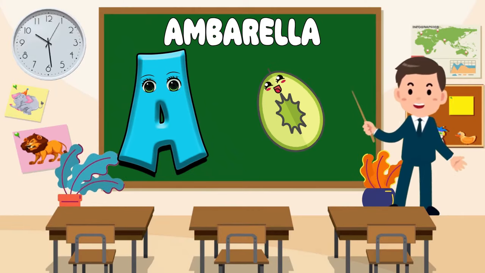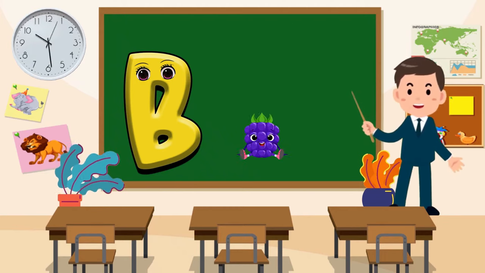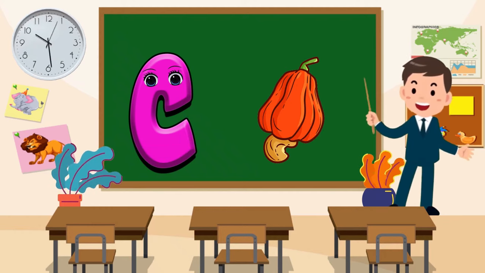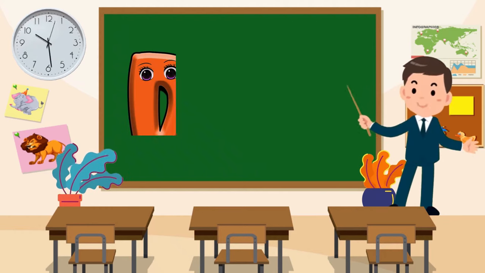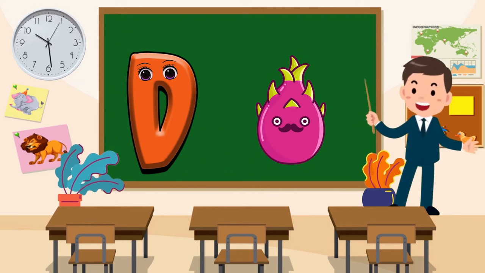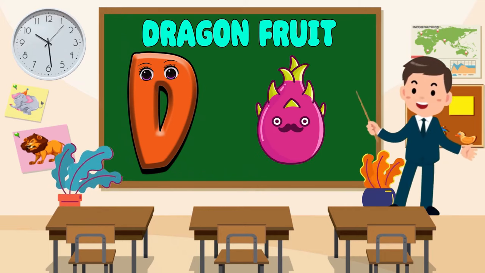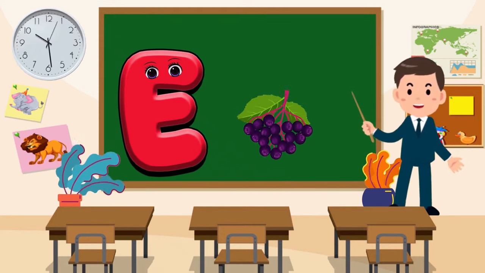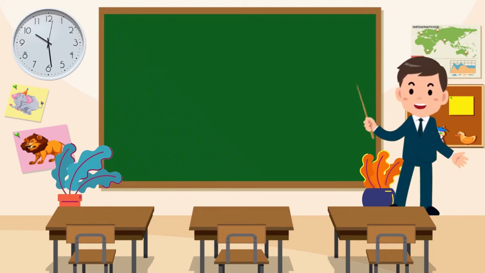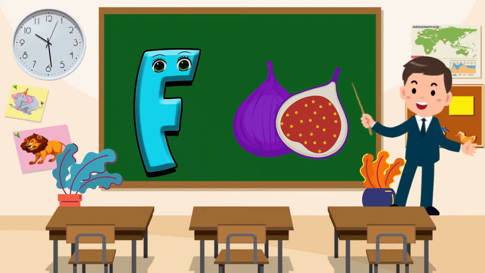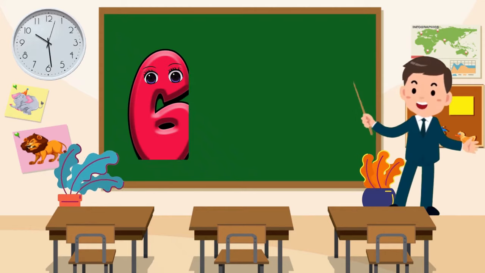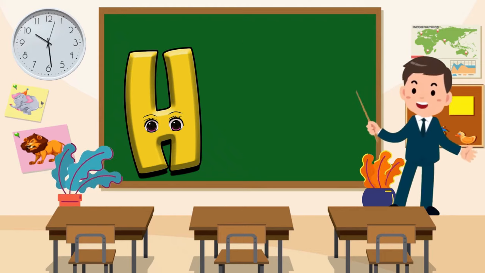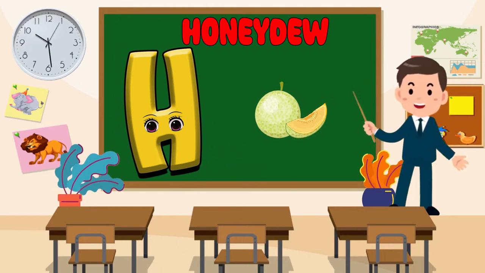A is for Amarilla. B is for Blackberries. C is for Cashew Apple. D is for Dragon Fruit. E is for Elderberry. F is for Figs. G is for Guava. H is for Honeydew.